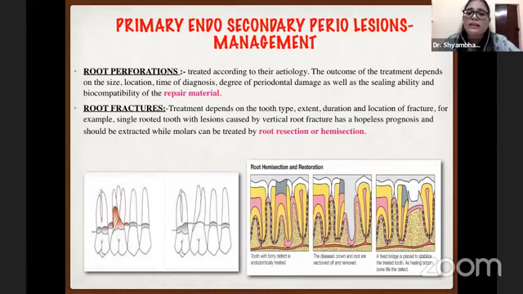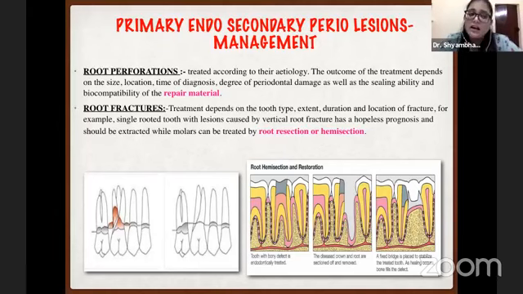Then primary endodontic and secondary perio lesions can also occur because of root perforations and root fractures. In case of root perforation, it should be treated according to the etiology. So if there is a perforation that has occurred because of a strip perforation, that is, the instrument has gone beyond the apex, or it has perforated the curvature of the root.